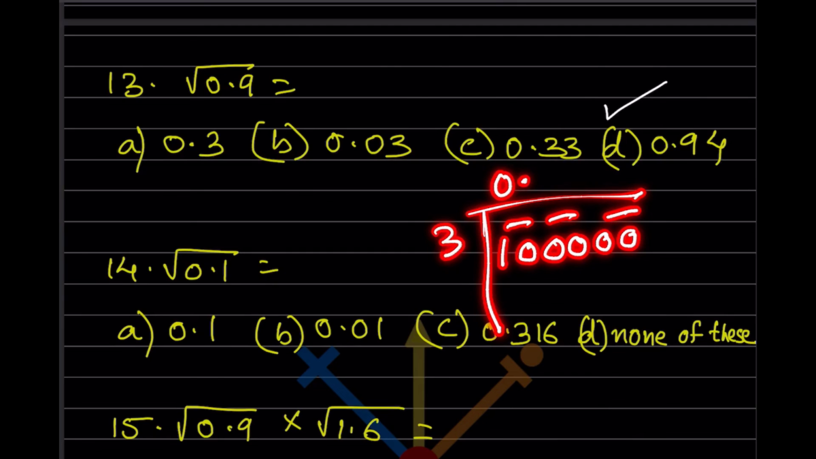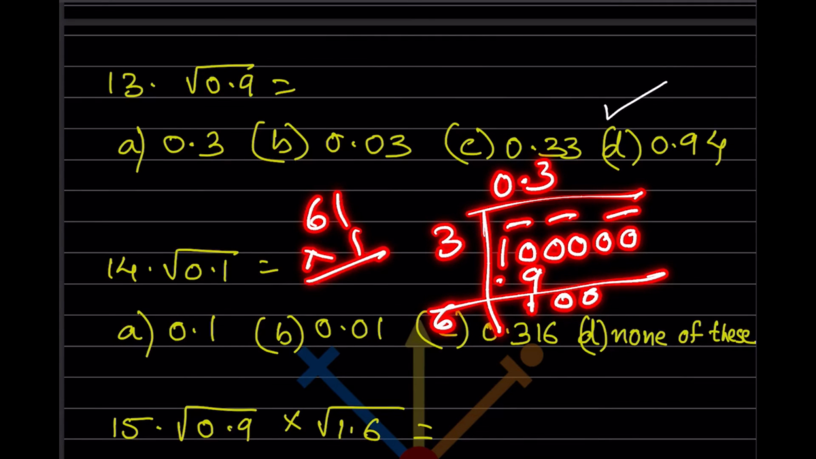So 3 3s are 9. So again here, this is going to be 6, 0. So 61 into 1, that is going to be 61, because if we do 62 into that, it is going to be a bigger number. So here 1 61s are 61. So here will be again 9 3.